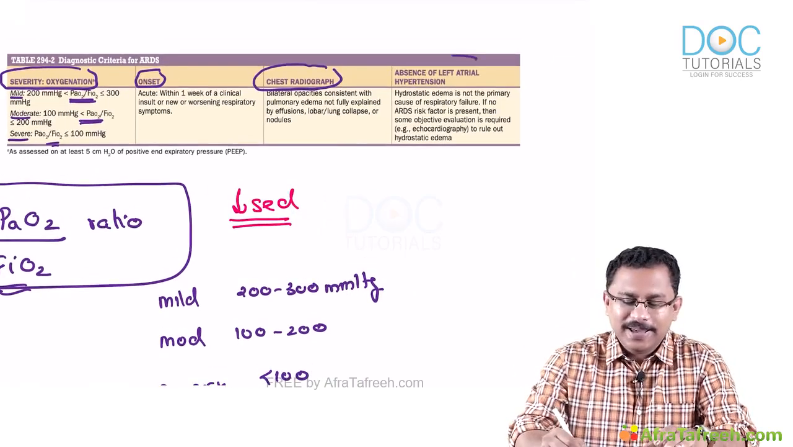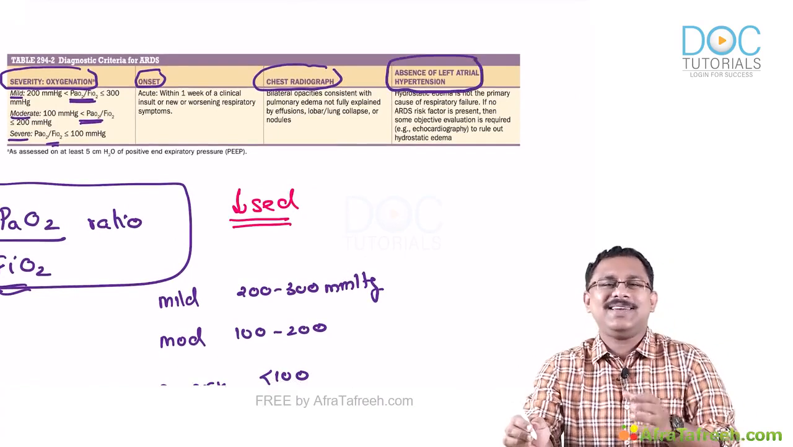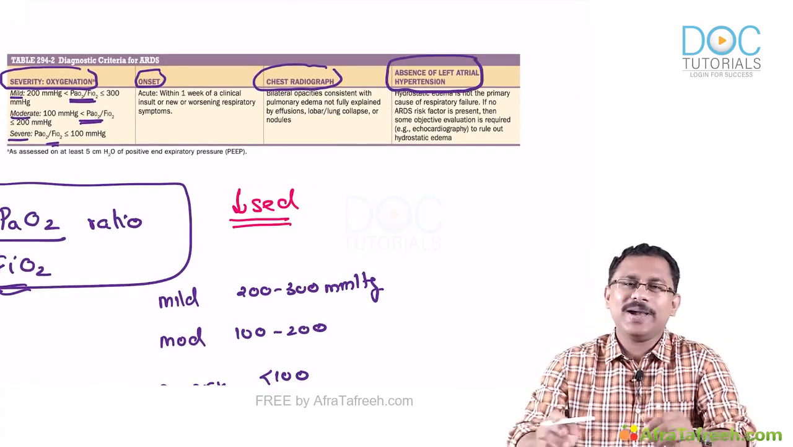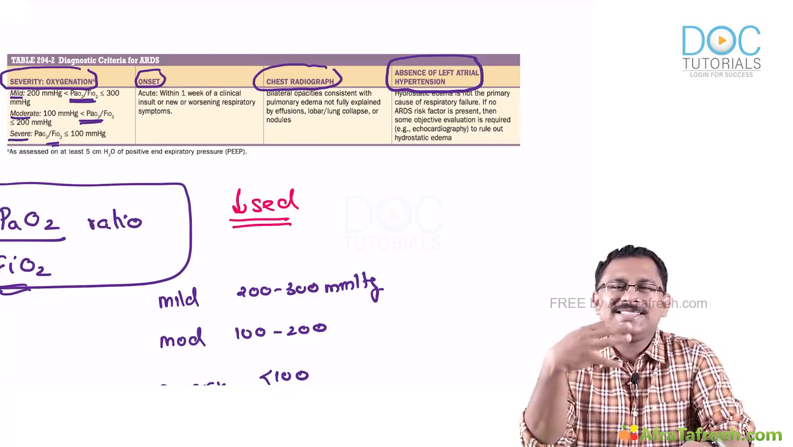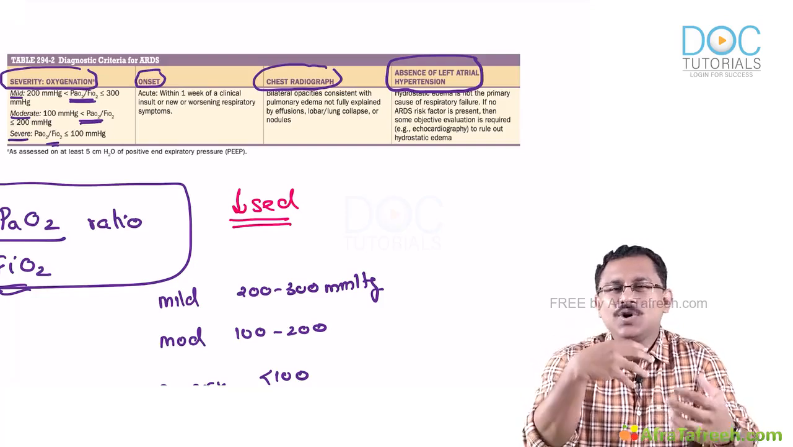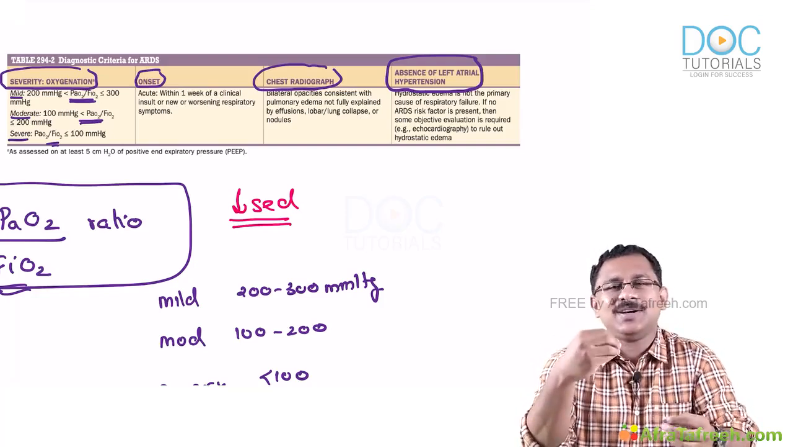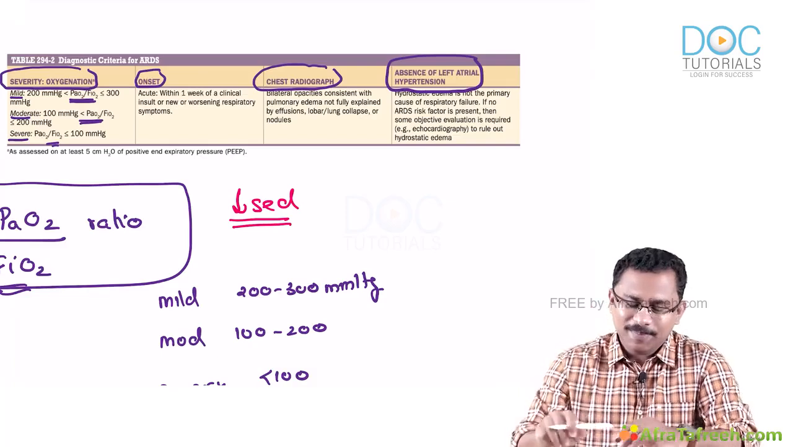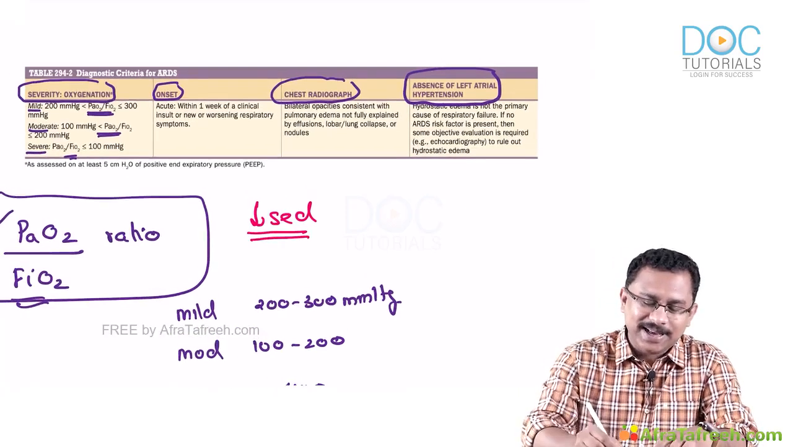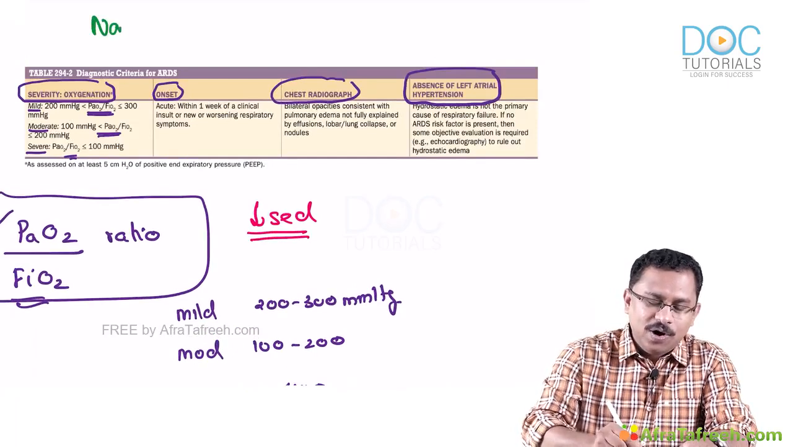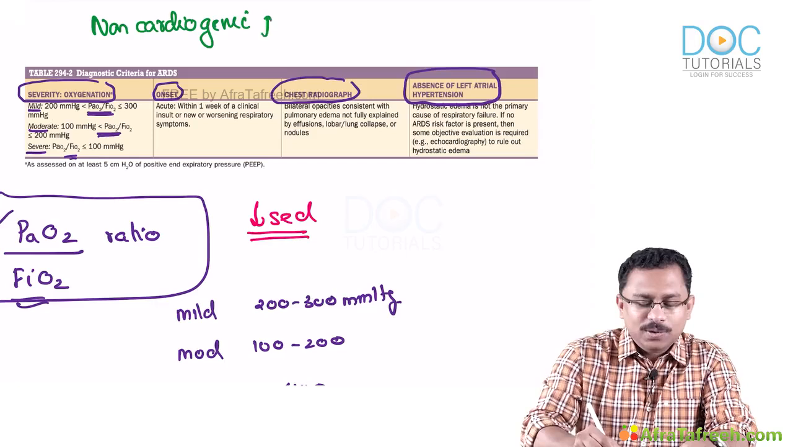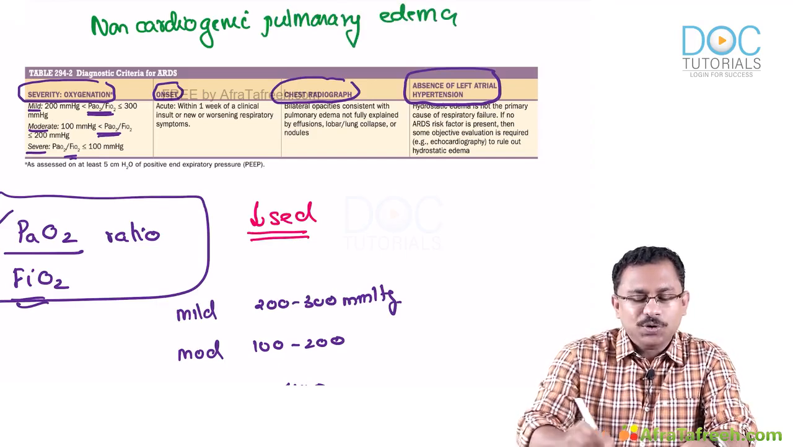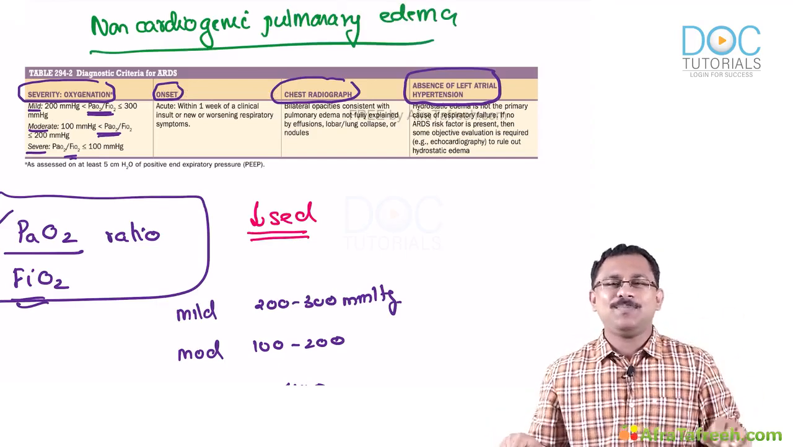And very, very important, you have got to differentiate it from a cardiogenic cause. It should not be a chest infiltrate because of an increase in hydrostatic pressure, as occurs in case of your pulmonary edema because of a cardiac cause. Remember that this ARDS is a classical example of a non-cardiogenic pulmonary edema, which means that you should never confuse this with a cardiogenic pulmonary edema.